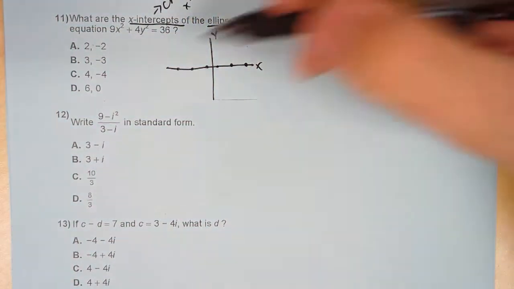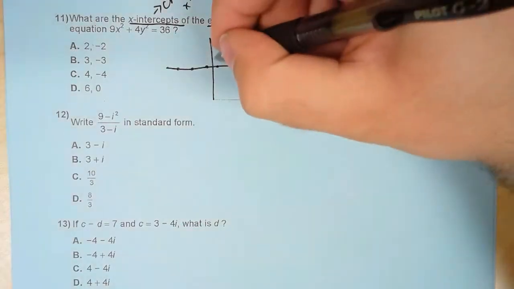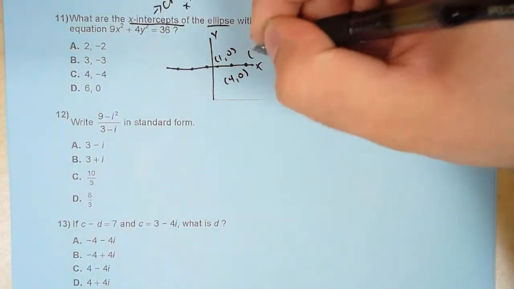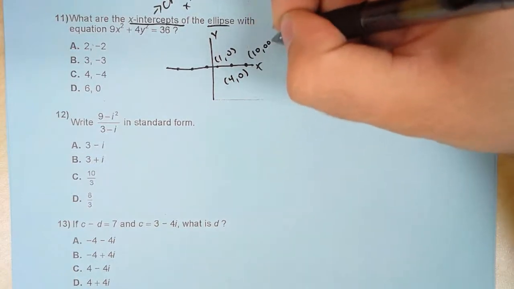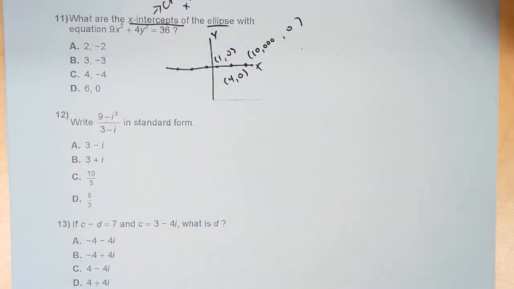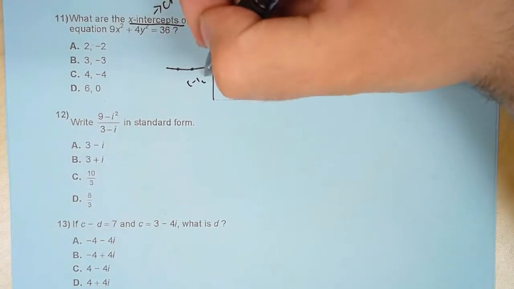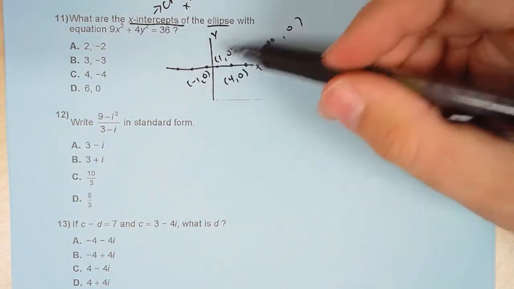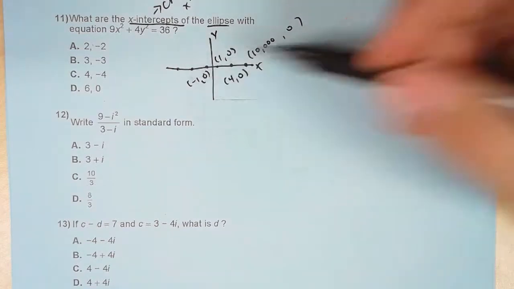There's one thing in common everywhere along the x-axis. This might be 1, 0. This might be like 4, 0. This might be, I don't know, 10,000, 0. This might be negative 1, 0. The thing that all these points along the x-axis have in common is that everywhere y is equal to 0.